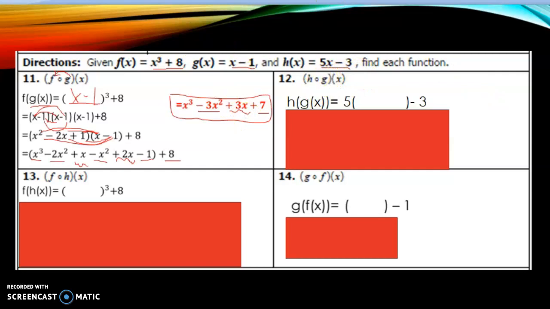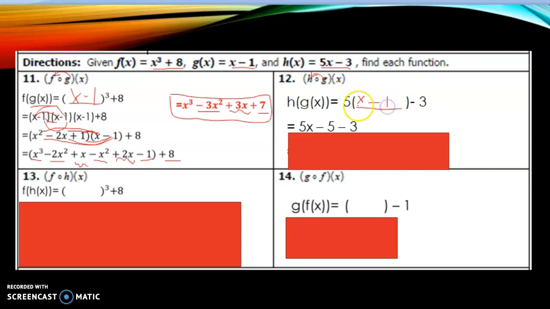Again, h of g of x. I'm plugging g into the h function. So I write my h function, 5x minus 3, except instead of x, nice big blank. That is where I'm plugging in the second variable. I'm plugging in the function g. So the function g is actually x minus 1 again. So I'm plugging in x minus 1.